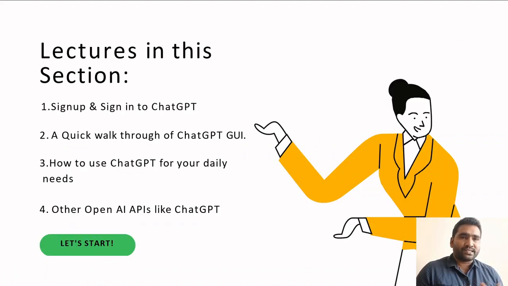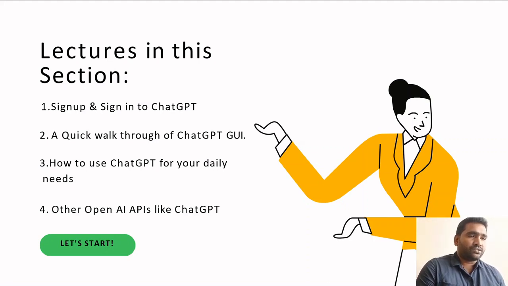The very first lecture is all about signing up with openai.com, using which we are going to log into ChatGPT. And in the second lecture, I will walk you through the graphical user interface of ChatGPT. And in the third lecture, let's have some fun with ChatGPT, which means we will ask some questions and get the response back from ChatGPT. And in the fourth lecture, I will walk you through the other APIs which are released by the OpenAI team along with ChatGPT. Now, let's proceed with our first lecture.